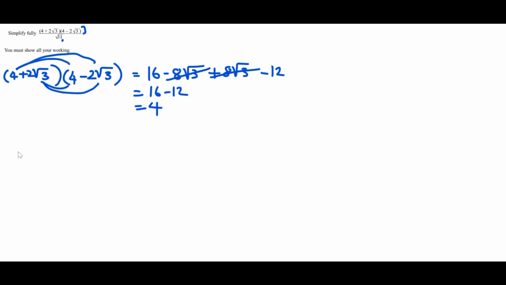So if we rewrite this fraction now, it will be 4 over root 11, and we need to rationalize this. So we just simply times this by root 11 over root 11, which will give us 4 root 11 over 11. These two can't be simplified any further, so this is our final answer.